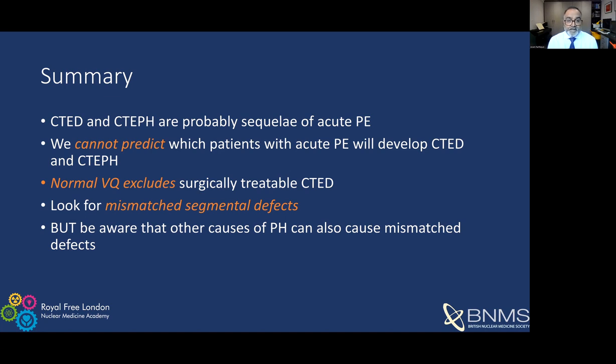It is very useful to do a VQ scan in the context of CTED or CTEPH because a normal VQ scan can exclude surgically treatable disease. When you're reporting the VQ scan, look for mismatched segmental defects, but be aware that other causes of pulmonary hypertension can also cause mismatch. We do know that patients with pulmonary arterial hypertension can have peripheral, small, subsegmental and non-segmental mismatched perfusion defects, and can be difficult to differentiate from chronic thromboembolic disease.